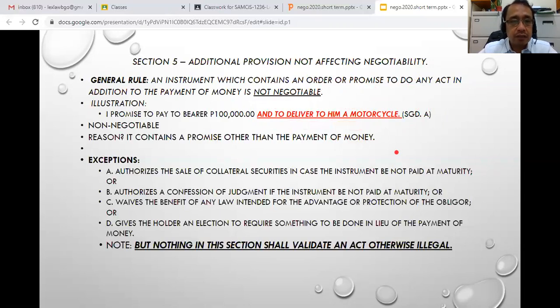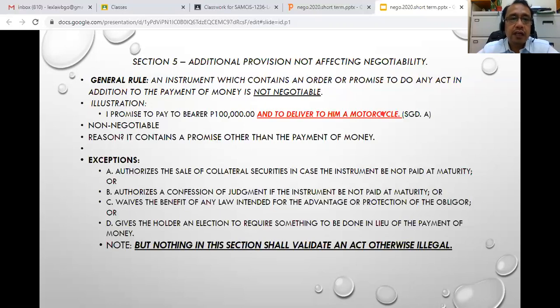So if this instrument had only stated that I promise to pay to bearer 100,000, signed A, there is no question that instrument would have been a negotiable instrument. However, with the inclusion of this phrase, and to deliver to him a motorcycle, that instrument now becomes a non-negotiable instrument. Why is that? Because there is now an additional obligation other than to pay a sum certain in money.